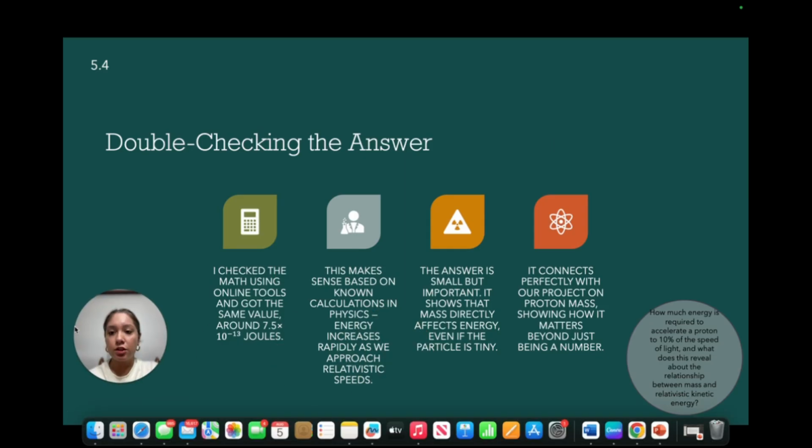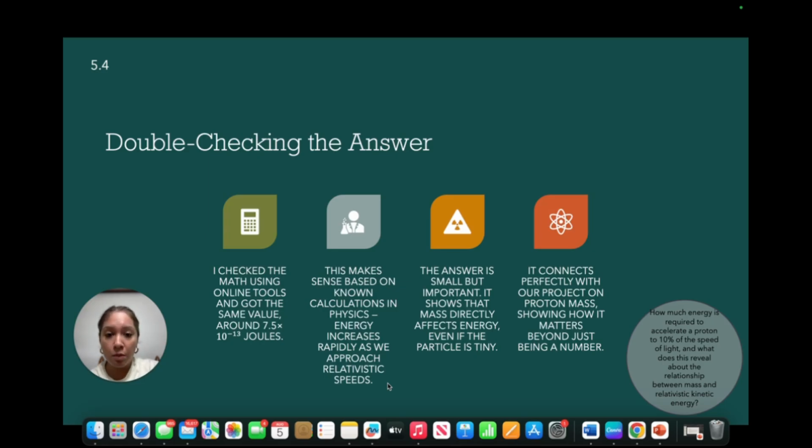Double checking the answer. Some ways that I double checked my answer: I checked the math using online tools and got the same value, around 7.5 times 10 to the negative 13 joules. This makes sense based on known calculations in physics. Energy increases rapidly as we approach relativistic speeds.